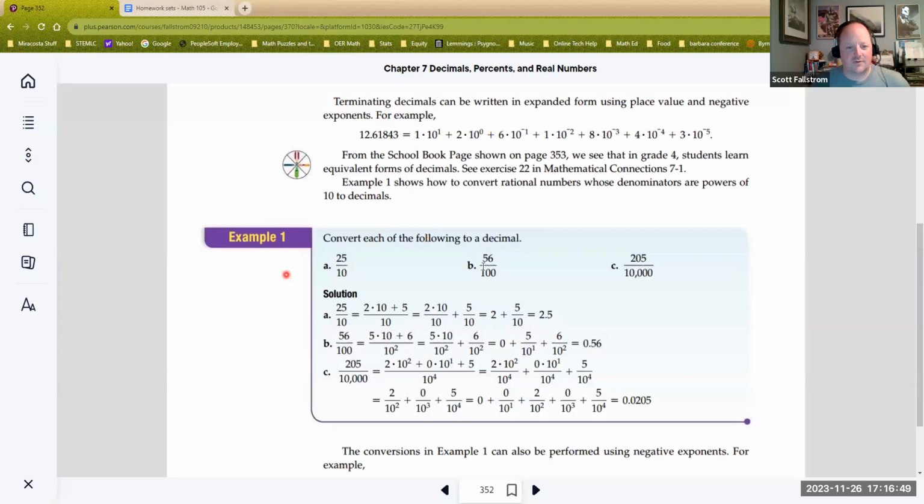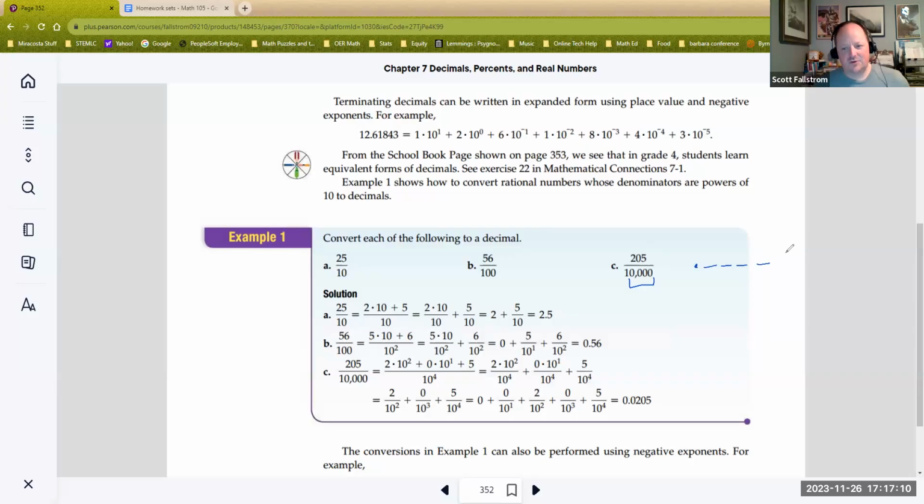Let's see here. So you've got a couple now. It says convert the fractions into decimals. There are a couple ways to go. If you have groups of 0, right? Hundreds, thousands, 10,000s, whatever is in the denominator, you can look at this and say, if I had 4 zeros, then I would have 4 place values. So that's one way to do it.